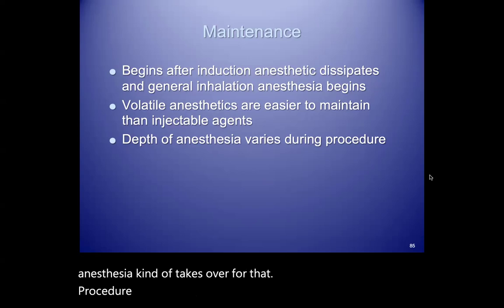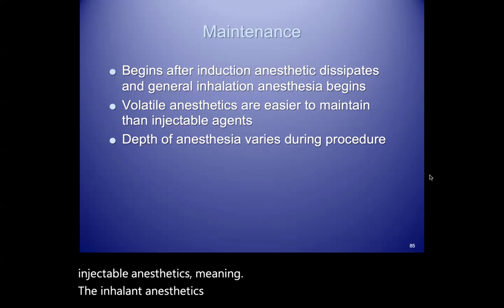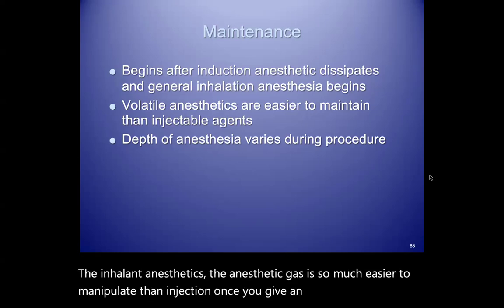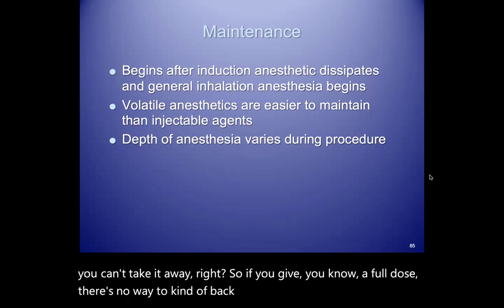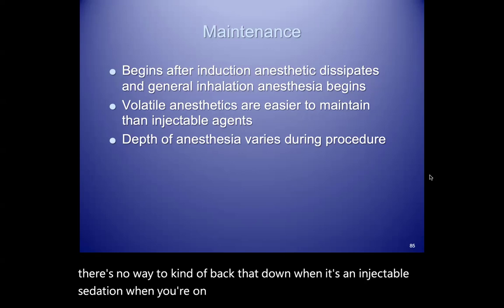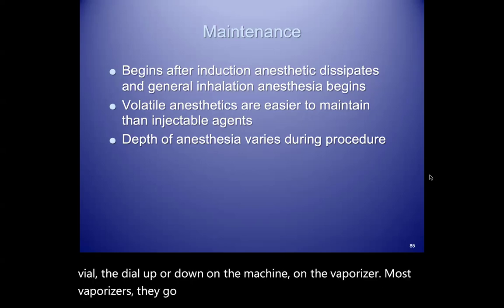Now, volatile anesthetics are easier to maintain than injectable anesthetics, meaning the inhalant anesthetics, the anesthetic gas, is so much easier to manipulate than injection. Once you give an injection, it's given. You can't take it away, right? So if you give a full dose, there's no way to back that down when it's an injectable sedation. When you're on anesthesia, all we have to do is turn the dial up or down on the machine, on the vaporizer. Most vaporizers, they go from 0 to 5.